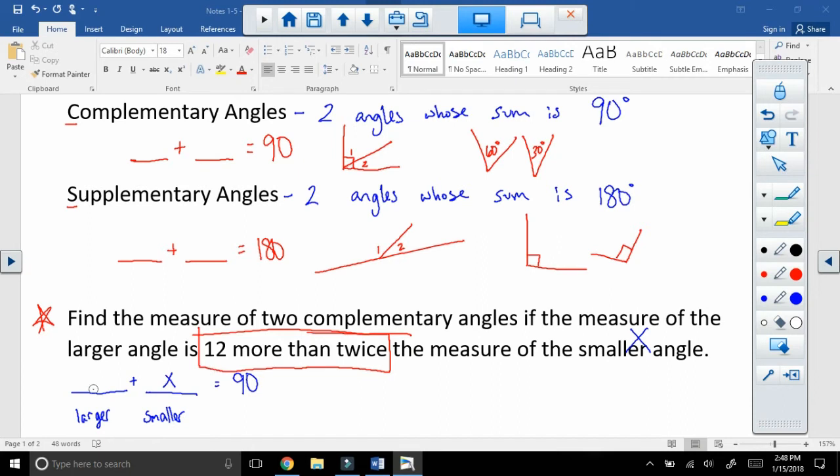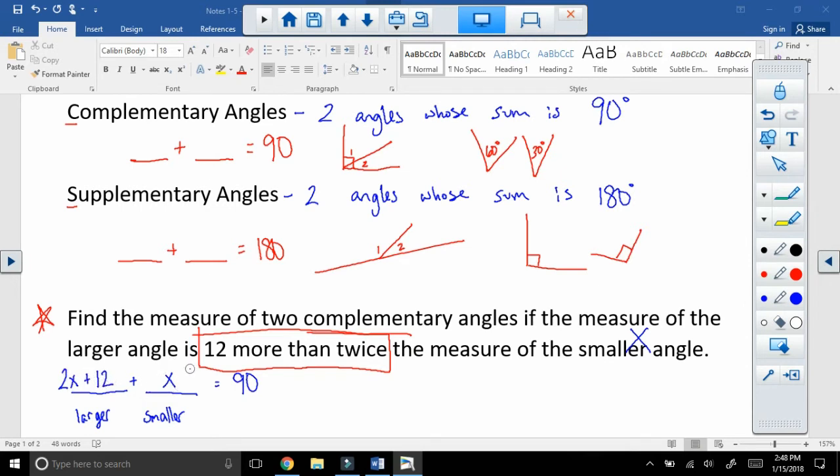Well, if I use y for the larger, I won't be able to solve this. But what I do know is that the larger is 12 more than twice the smaller. So 12 more than twice x. Well, you should have practiced stuff like this in algebra where you remember that more than means that you're going to add to it. Twice x would be 2x. So 2x plus 12 would be the larger angle.